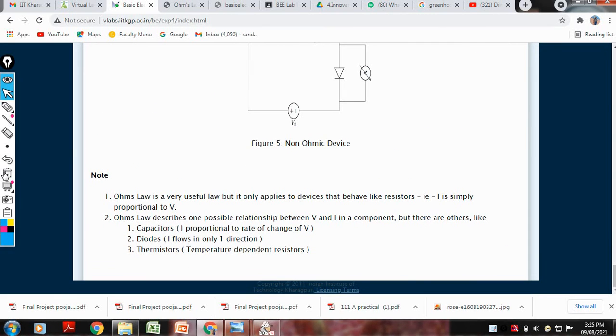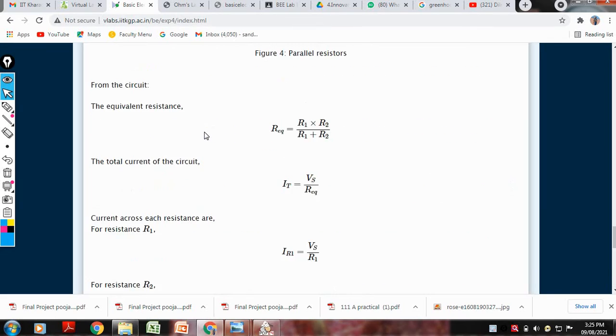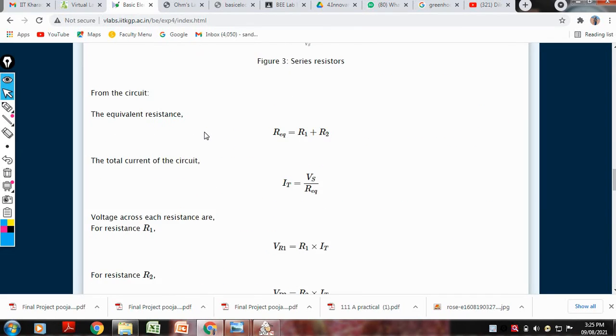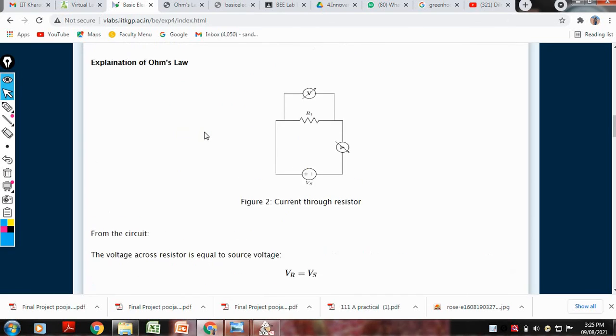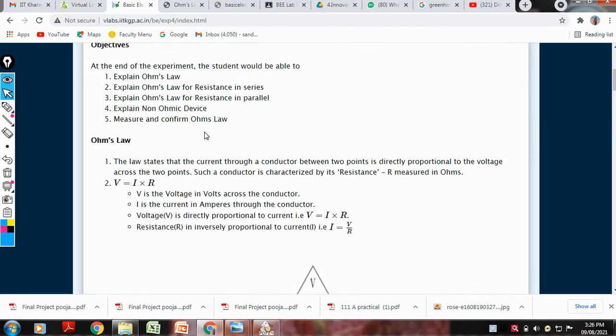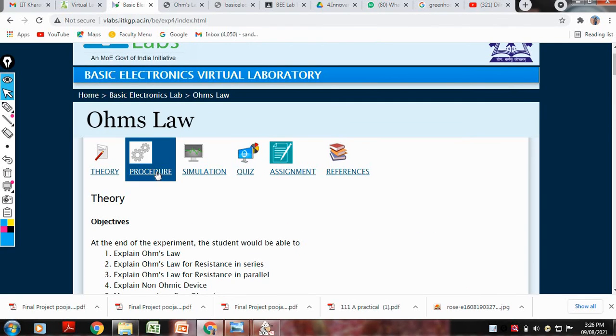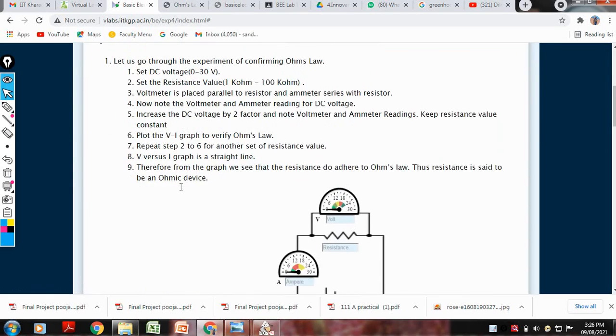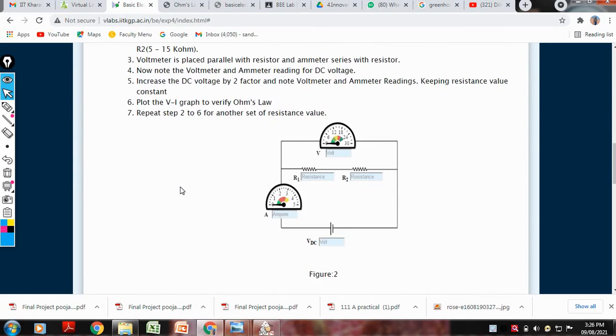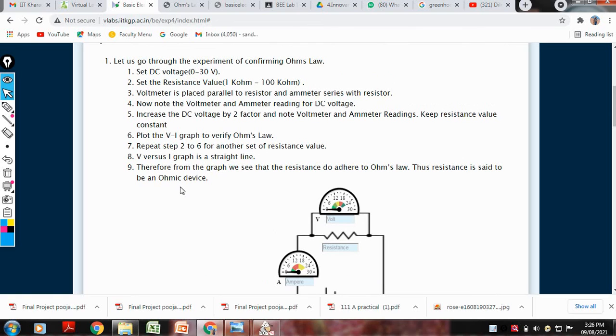Then this is the theoretical part, which is applicable for Ohm's law. Then we need the procedure. Now this is the circuit diagram and these are the parameters.